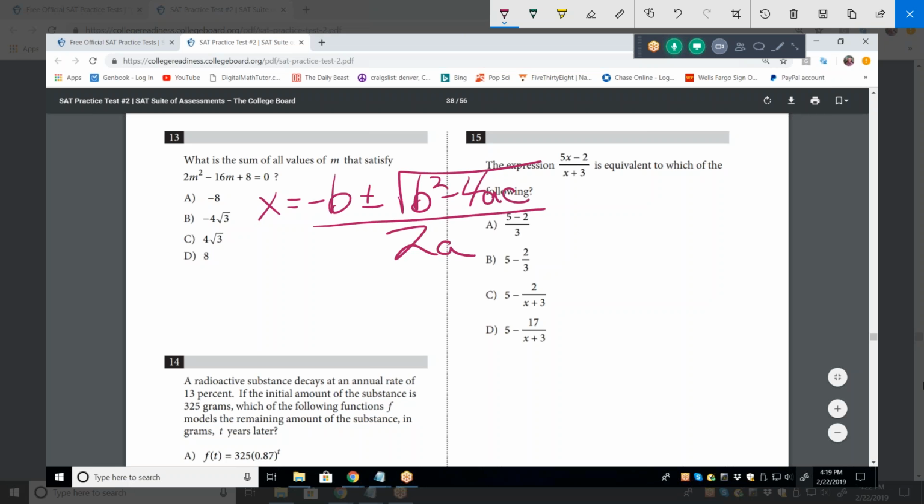There will be at least one question that you have to know this on. However, let's say you didn't know this. What's another way to do this problem?